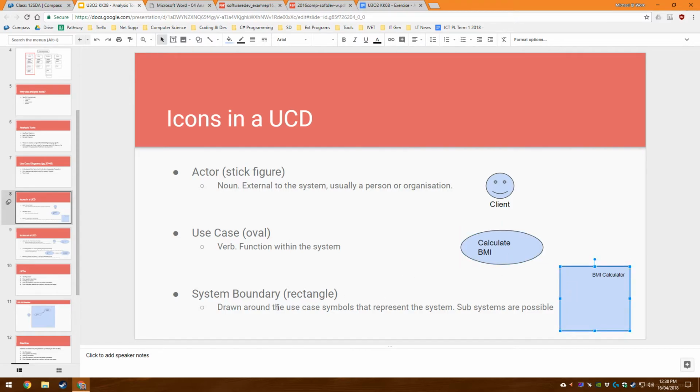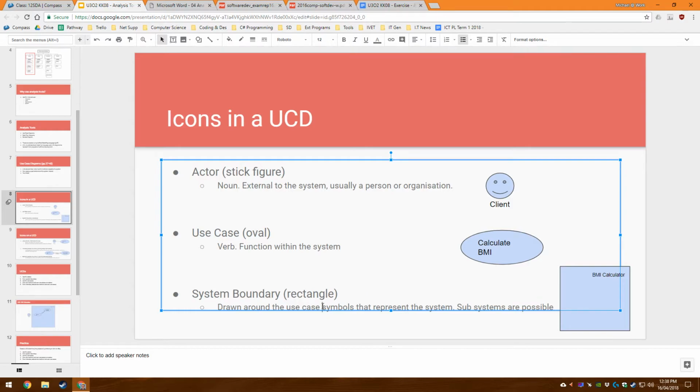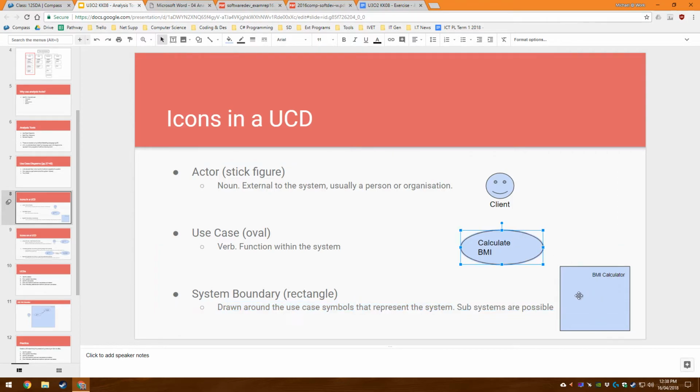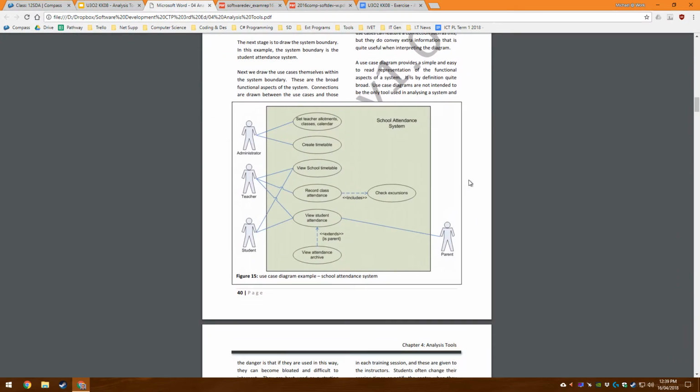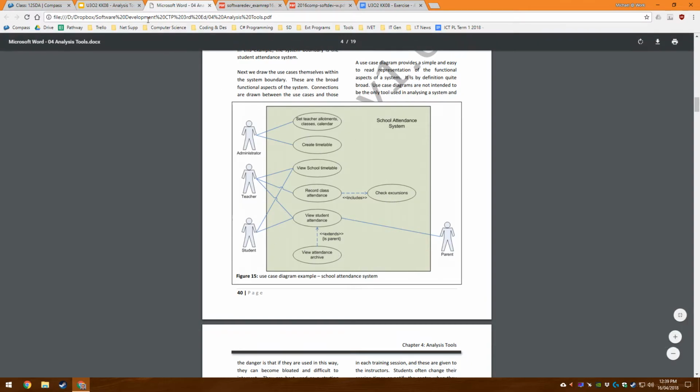The rectangle is actually quite an easy one. That's the system boundary. All you do is draw a rectangle and you write the name of the system in the top right hand corner normally. It's drawn around the use case symbols that represent the entire system. All your use cases will be inside the rectangle. All your users will be outside it, as you saw in the previous examples. Again, I'll just scroll down. Hope I'm not going too fast. I apologize if I do. You can see there, each actor is outside the system boundary. Each use case is within the system boundary. Don't worry too much about this, we'll come back to it.